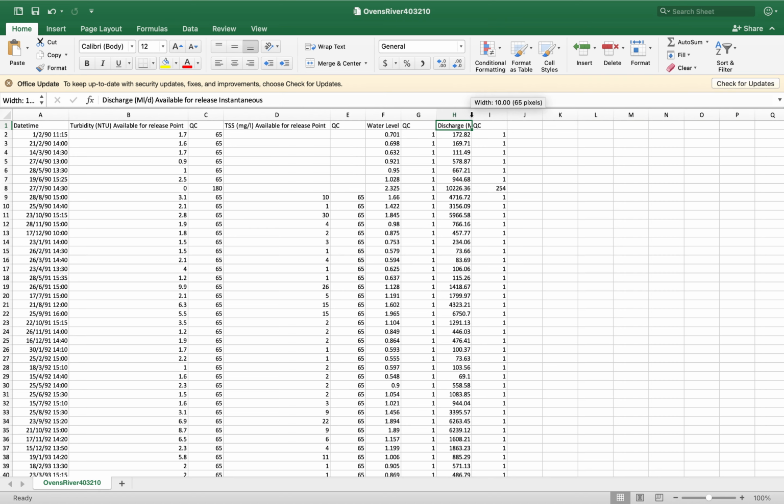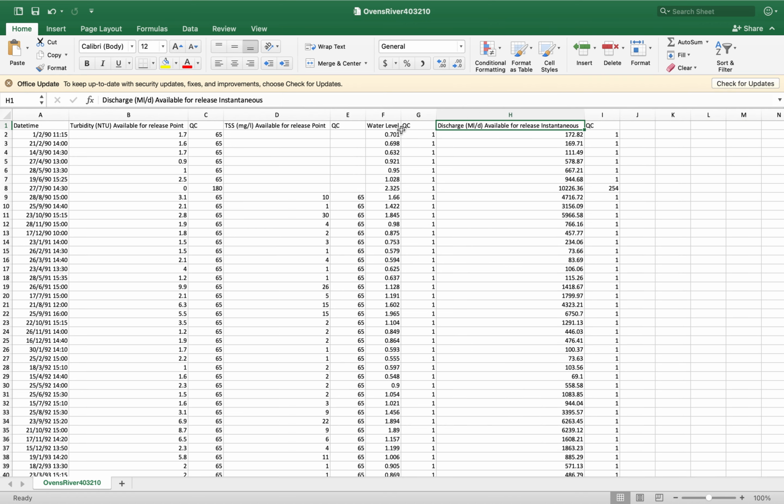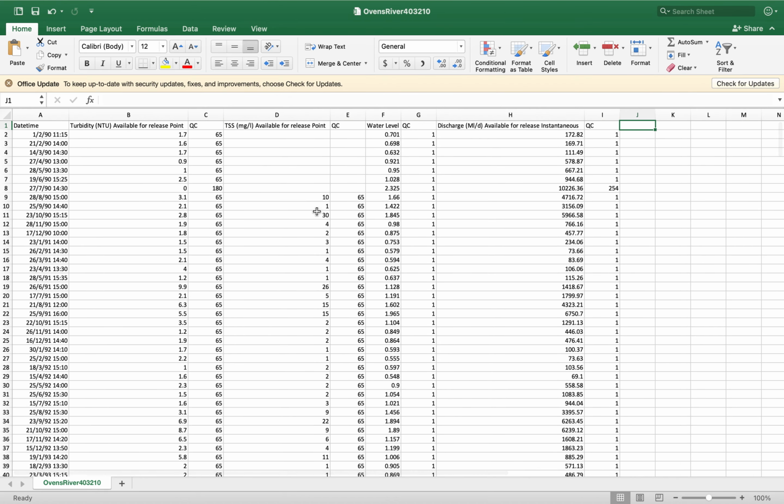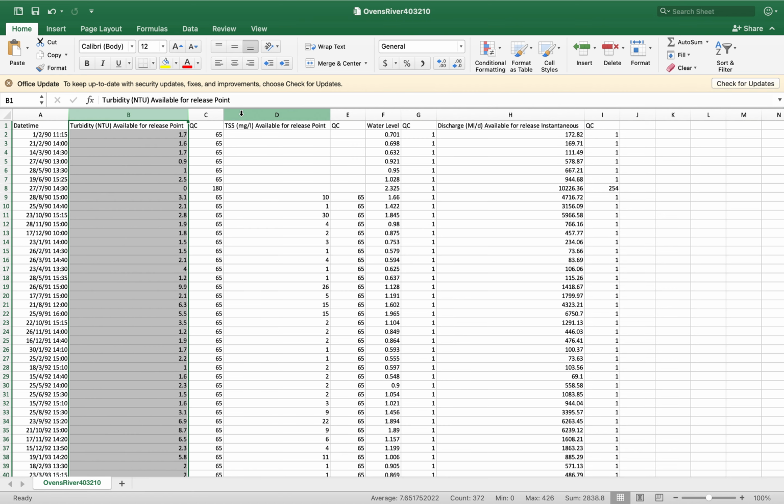And then I've downloaded the discharge in megaliters per day. The water level in meters, we are not going to use this information. To get the discharge, they've used water level, but we don't need to. So the first thing I want to do is see whether I can make up for the missing TSS values by calibrating NTU versus TSS.